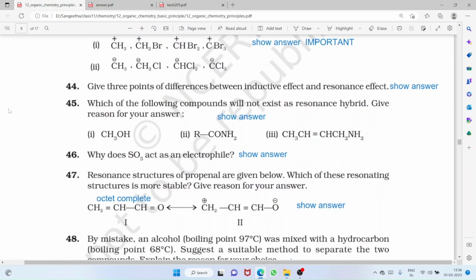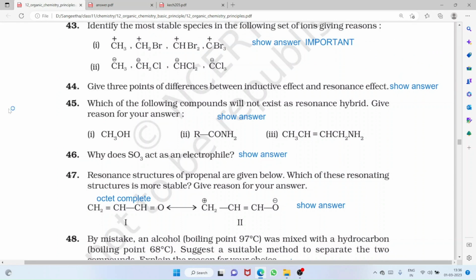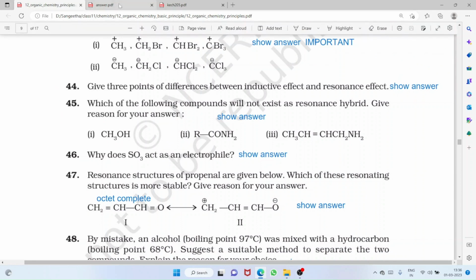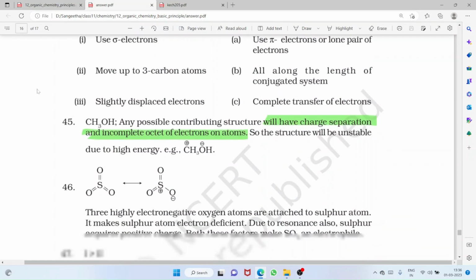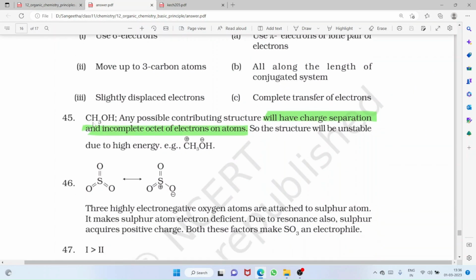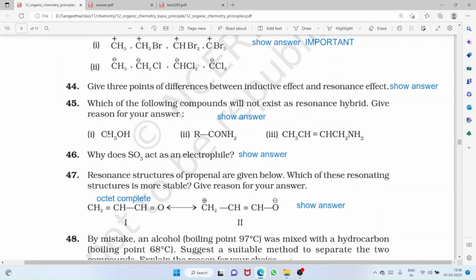Which of the following compounds will not exist as a resonance hybrid? Give the reason. 45. CH3OH. Any possible contributing structures will have charge separation and incomplete octet of the electronegative atoms. So the answer is this. This won't have resonance.